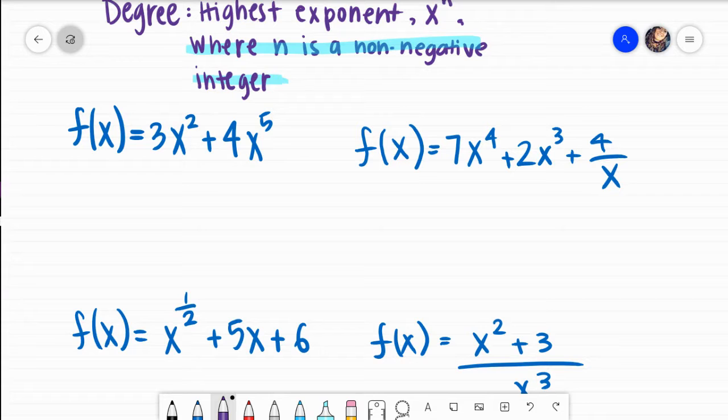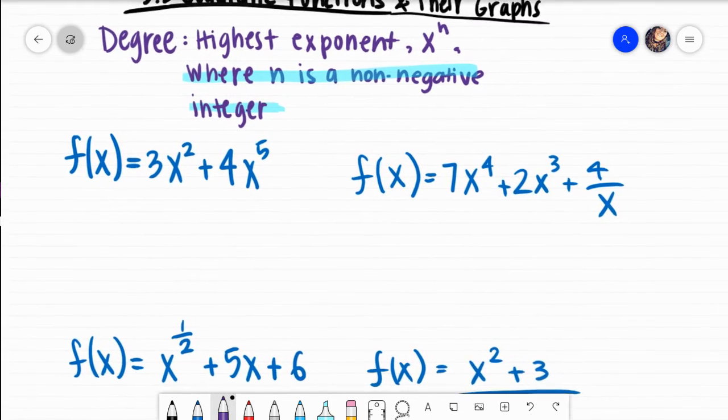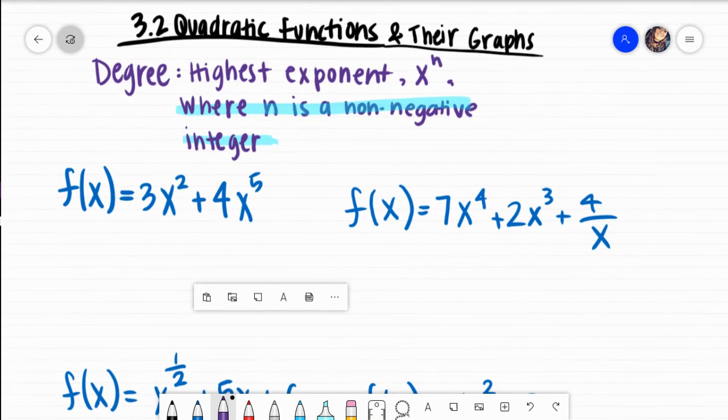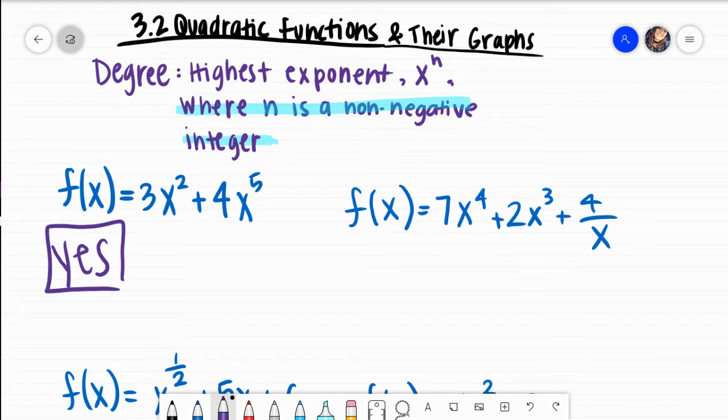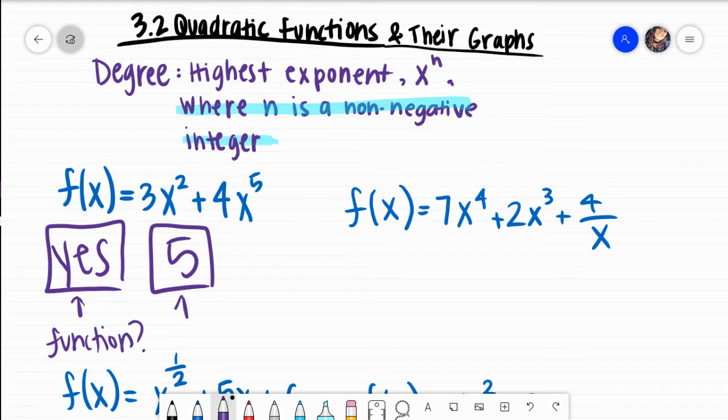So if I look at f of x equals 3x squared plus 4x to the fifth, I notice that my highest exponent is a 5. All of my exponents are non-negative integers. Therefore, yes, this is a function, and its degree is 5. That's because it asked, is it a function? And this is its degree. Okay, so let's scoot over to the right.